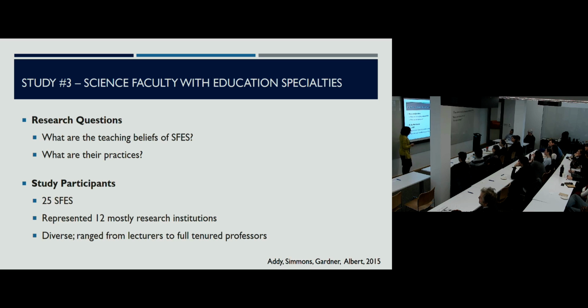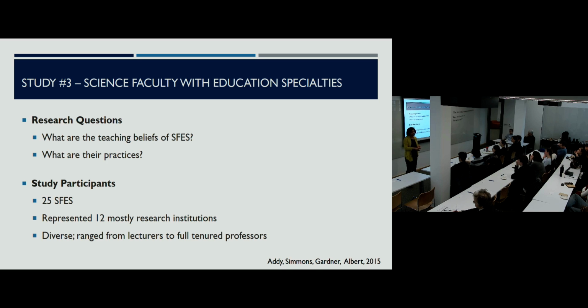So I ended up asking about 35, and I think 25 of them from different universities agreed. They represented 12 institutions in the US, mostly research. Only a few, I think 2, were master's granting type institutions by Carnegie classifications. They were very diverse in terms of their backgrounds. They ranged from lecturer to full professor.